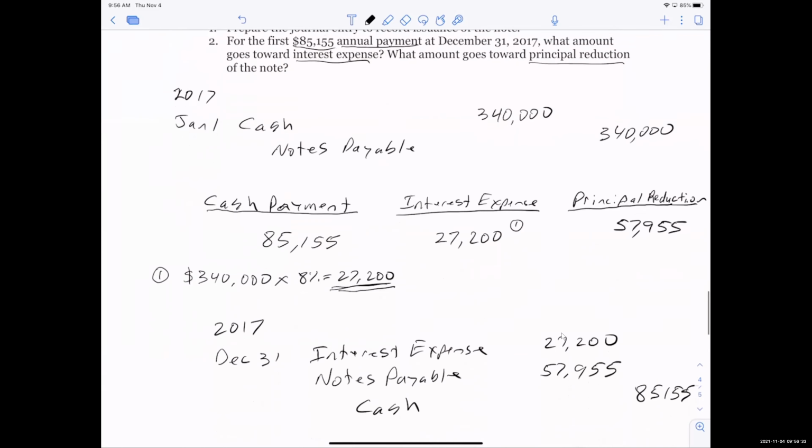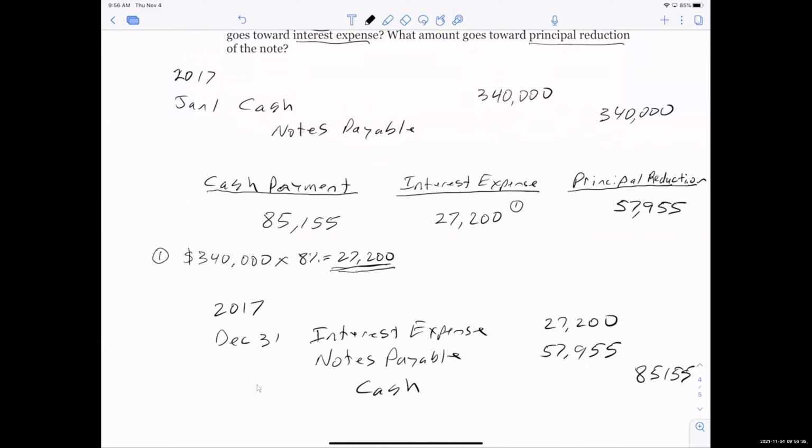Again, as far as the entry, you're going to credit cash of 85,155, and you're going to pay off the interest expense, and then the rest will be a reduction of your notes payable. The last thing I'm going to share with you, and I think you're going to like this.